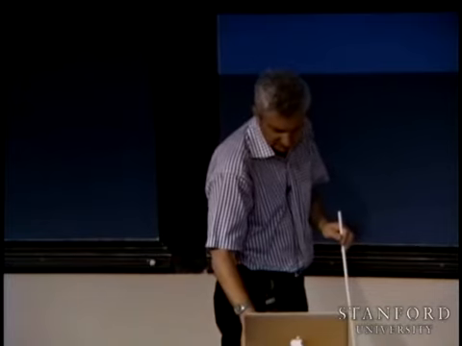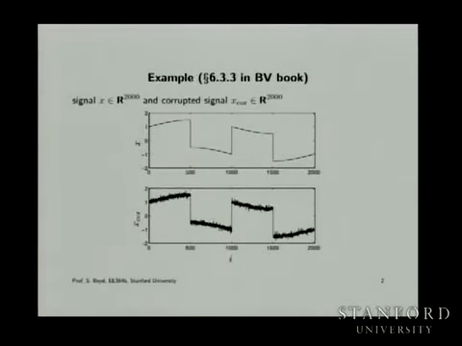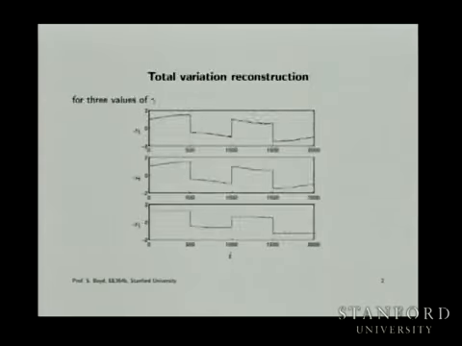Okay. So here's an example. Here we have a signal that looks like this. It's kind of slowly moving, but it's got these jumps as well. I mean, this is just to make a visual point. There's your signal, and the corrupted one looks like this. So there's high frequency noise added here. Okay?